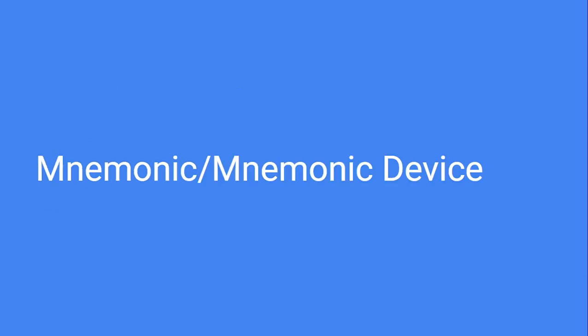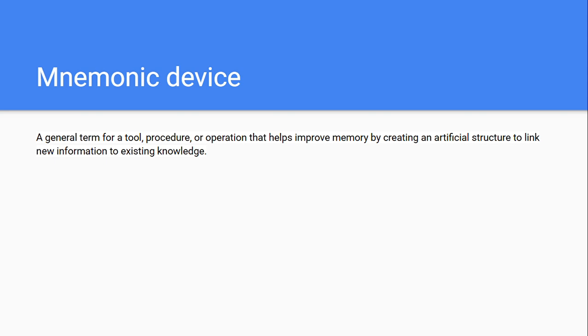Starting off with a mnemonic or mnemonic device. A mnemonic device is a general term for a tool, procedure, or operation that helps improve memory by creating an artificial structure to link new information to existing knowledge. Usually it's going to be something really simple. So, like, let's say there's someone having a hard time remembering the different layers of the epidermis of your skin.